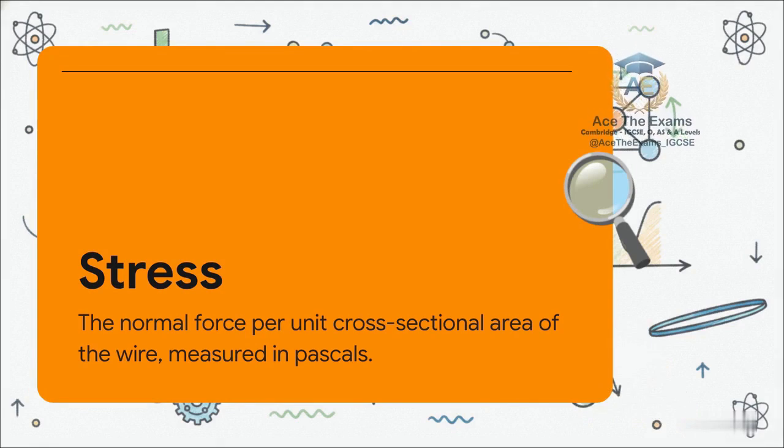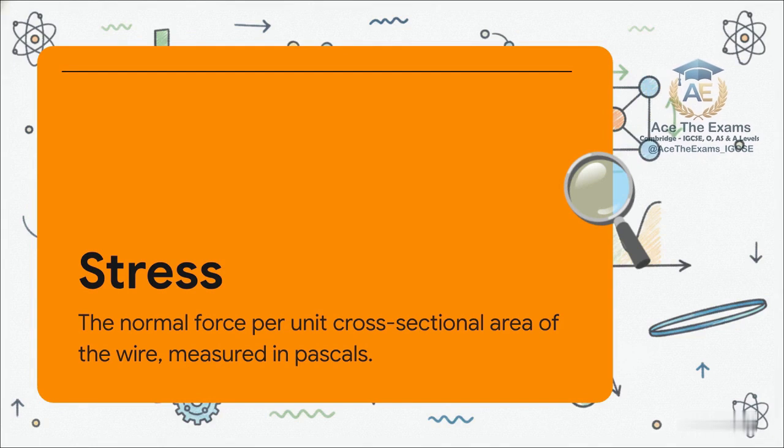We use the force and the cross-sectional area to calculate stress, which is measured in pascals, exactly like pressure. It's represented by the Greek letter sigma. This value essentially tells us how intensely the internal structure of the material is being pulled apart.